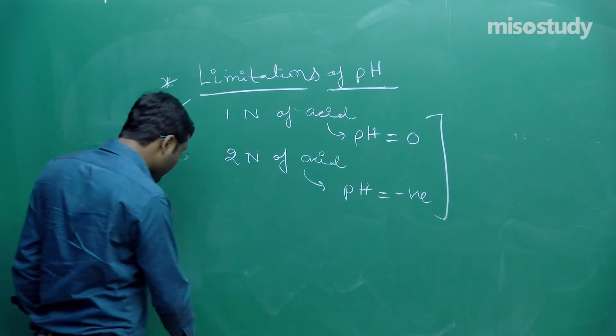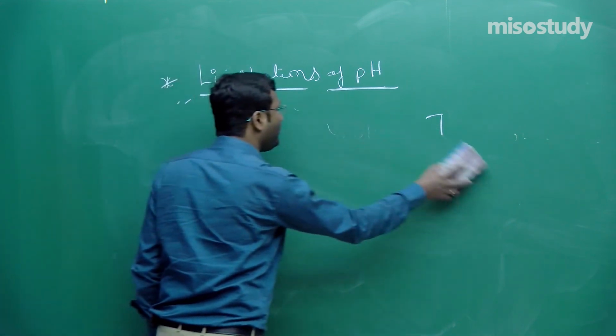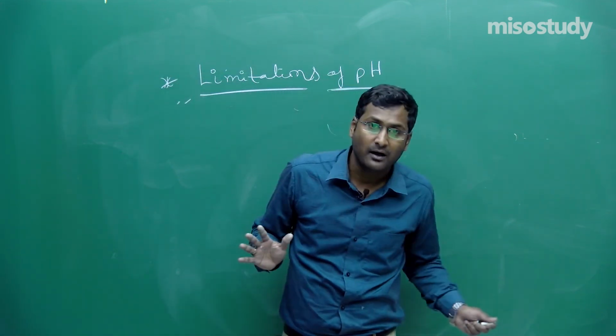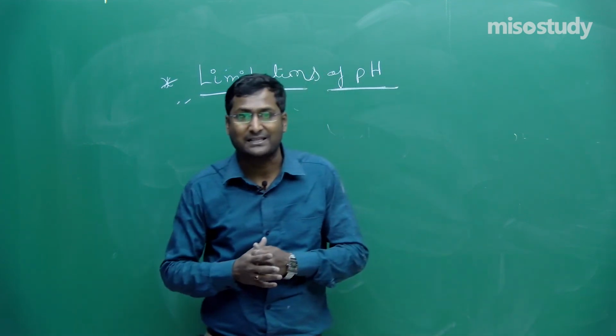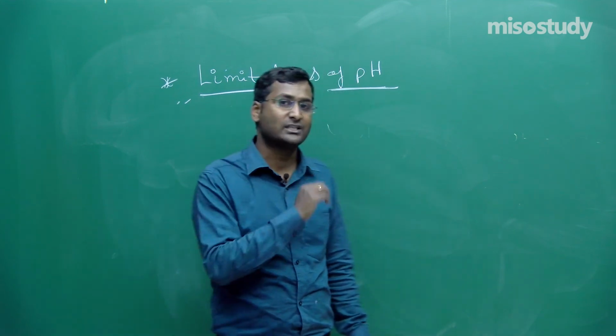Now the second is very simple. Though we know pH determines the strength of acid, but at a certain point it cannot find out the strength of acid, so it will take time. So these are the two limitations of pH scale.